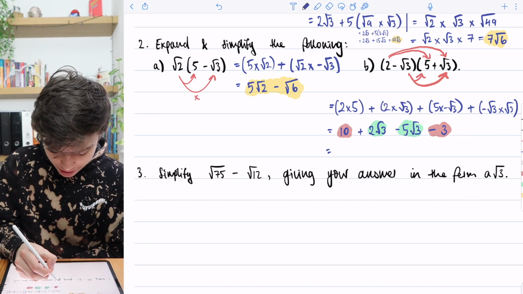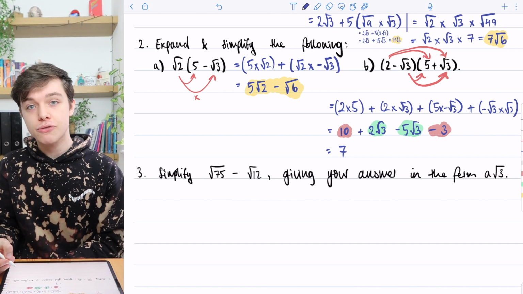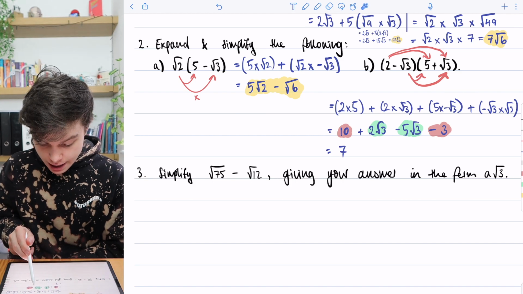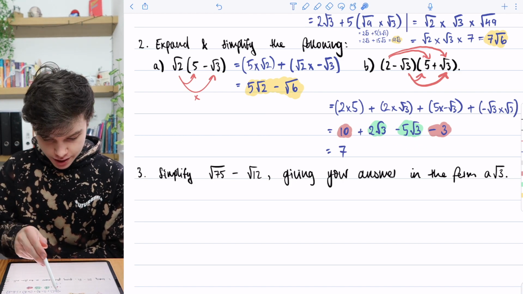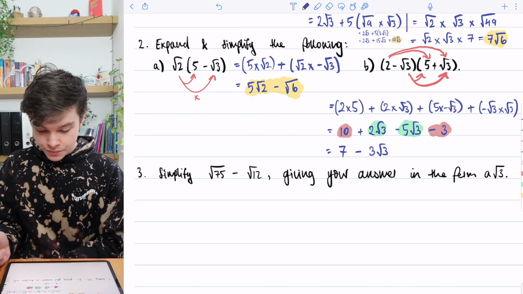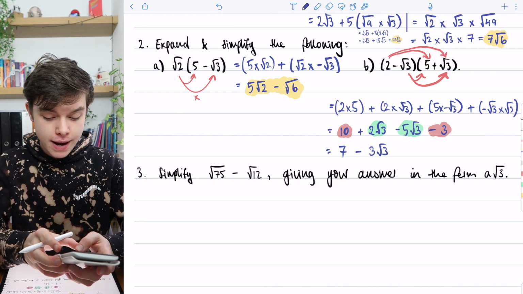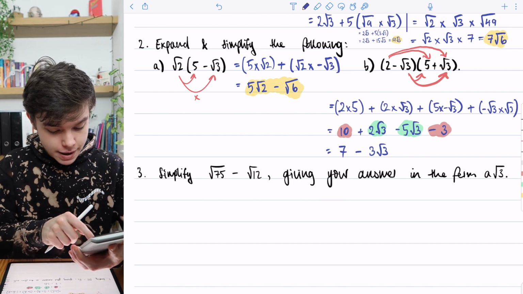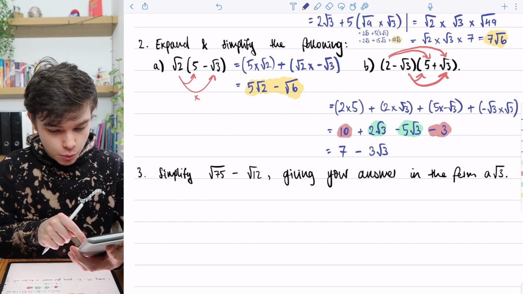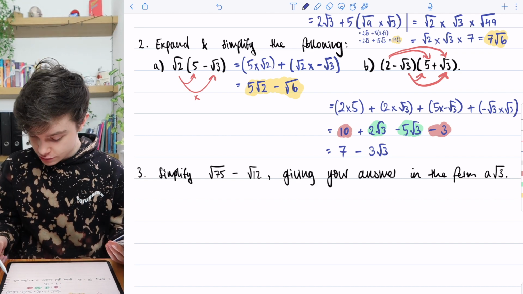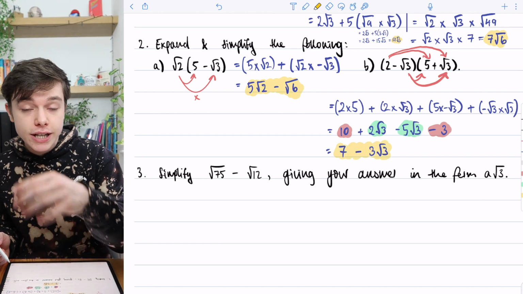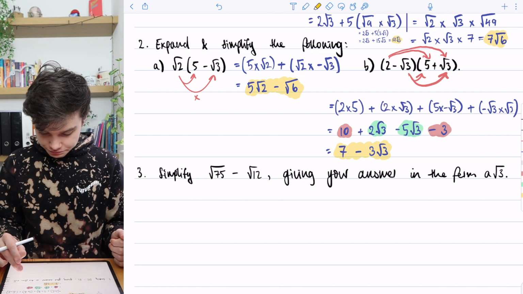We can bring the integers together to give 7, because 10 minus 3 is 7. And then we can just say, well, I've got 2 root 3, and I'm going to minus 5 root 3. So that will give me minus 3 root 3. And again, you can check that on your calculator. If you actually put that in, you'll have 2 minus root 3 and 5 plus root 3. And what you get is 7 minus root 3, which is exactly what we had there. So your calculator is really useful to help you simplify these.